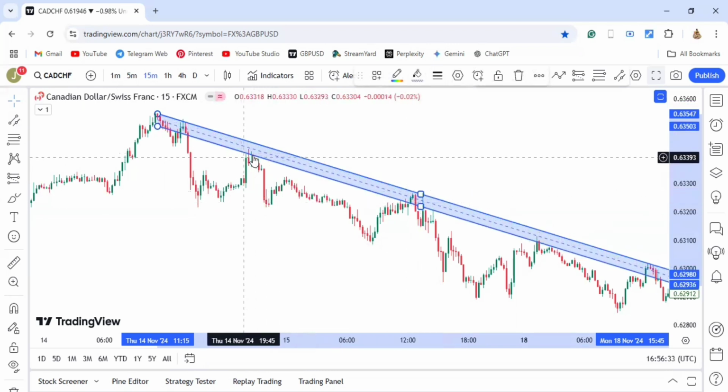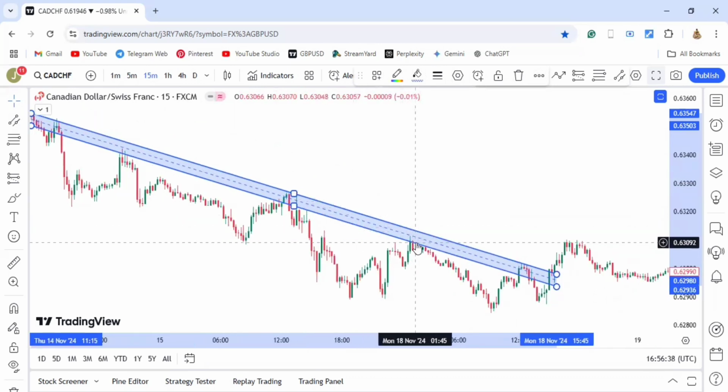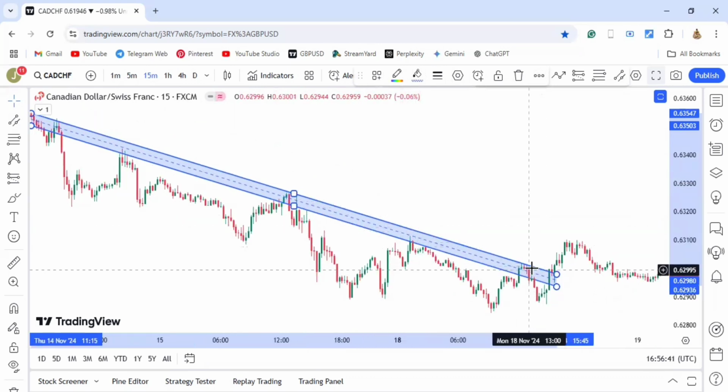So from this particular point, if it was the channel and you extend it downwards, this forms our second touch and this is our third touch. So this is just like a fourth touch, and the fifth.